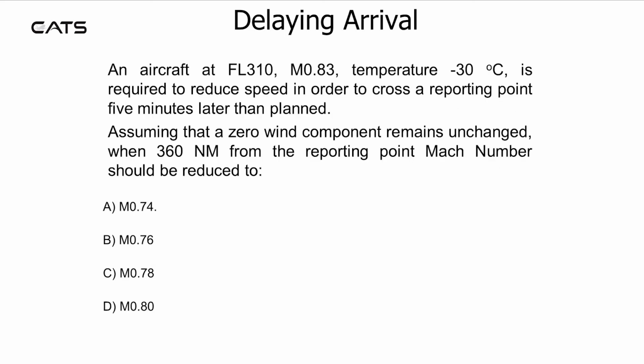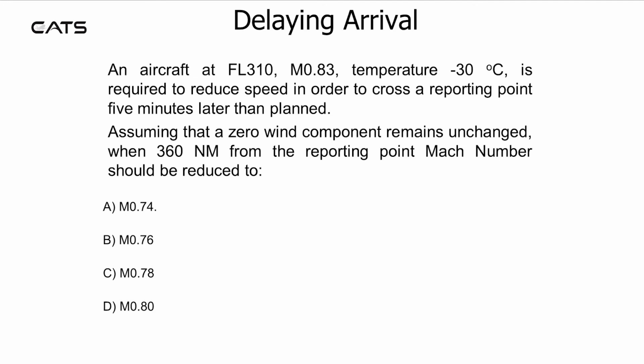Here's an example on delaying arrival with Mach number. An aircraft at flight level 310, Mach 0.83, temperature -30, is required to reduce speed in order to cross the reporting point 5 minutes later than planned. Assuming that a zero wind component remains unchanged, when 360 nautical miles from the reporting point, Mach number should be reduced to.